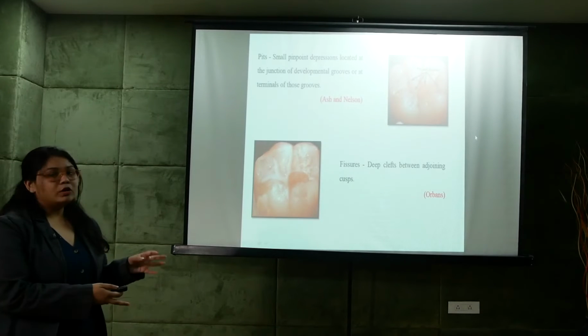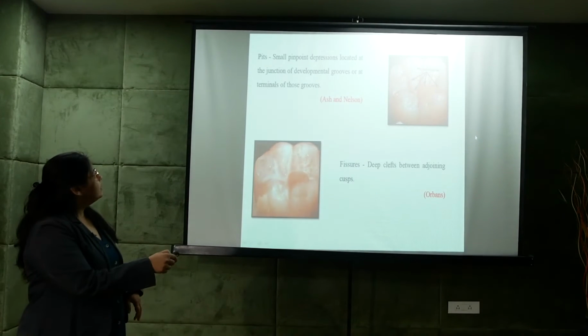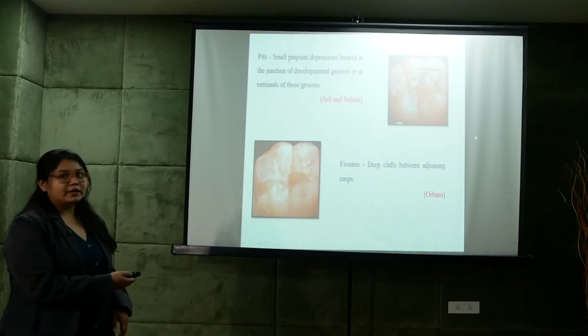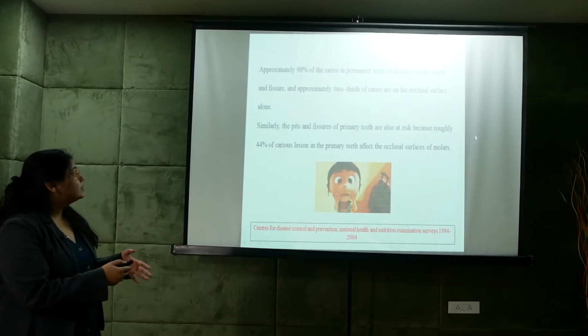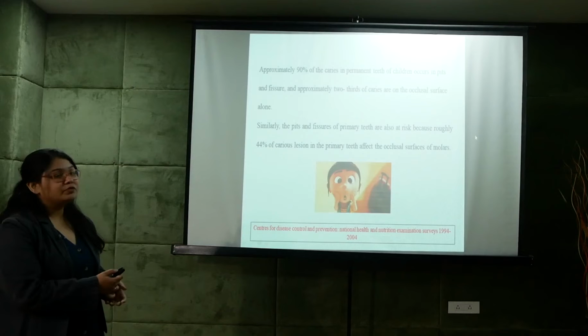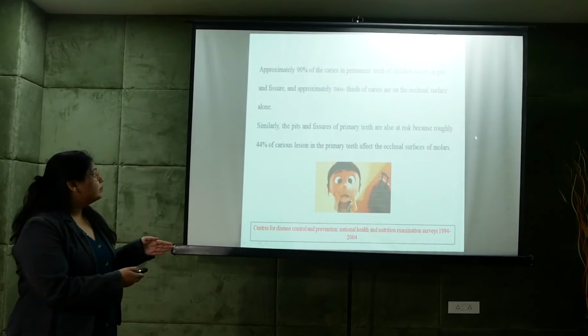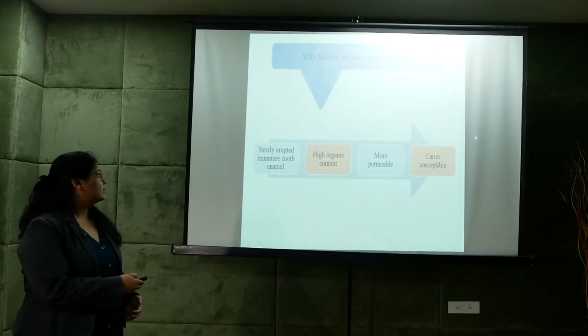So what are pits and fissures? Pits are small pinpoint depressions located at the junction of the developmental grooves, whereas fissures are the deep clefts between the adjoining cusps. Approximately 90% of the caries in permanent teeth of children occur in the pits and fissures. Similarly, the pits and fissures of primary teeth are also at risk.